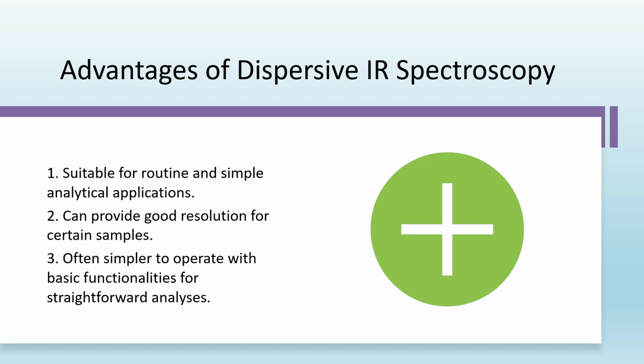First, it is well suited for routine and simple analytical tasks. If your analysis doesn't require highly complex measurements, dispersive IR can be a great option. Second, it can provide good resolution for specific types of samples, making it effective for certain targeted analyses. Lastly, the operation is often simpler compared to more advanced systems. With basic functionalities, it's straightforward and user-friendly for those conducting standard analyses.